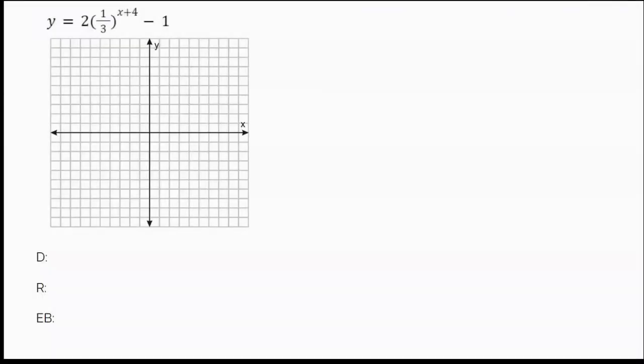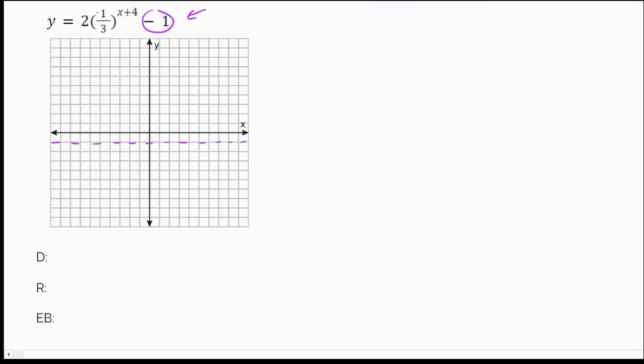Here we're asked to graph this exponential function. We know it's exponential because the exponent has a variable in it. A couple of things we know right off the gate is that exponential functions have a horizontal asymptote, and it's always at the k value, this number at the end.